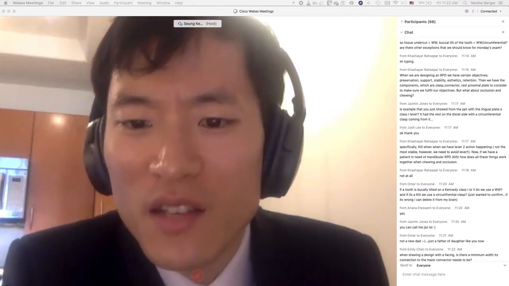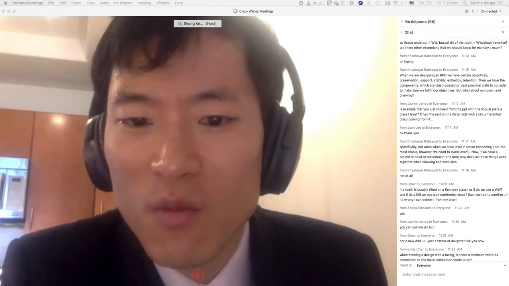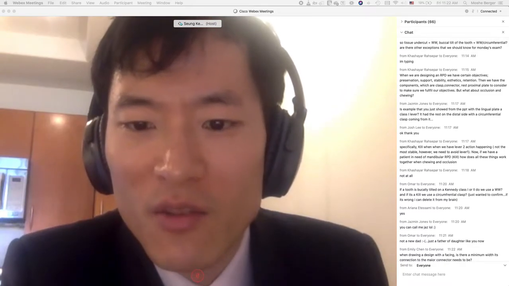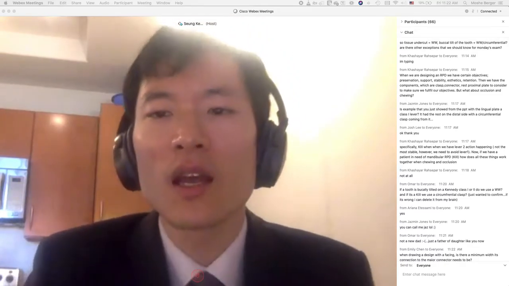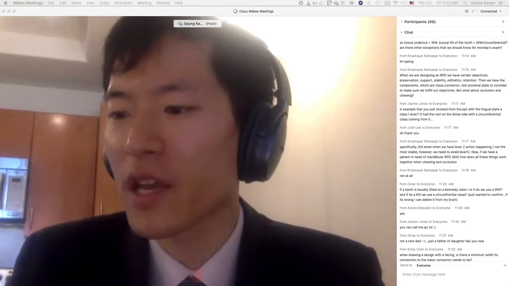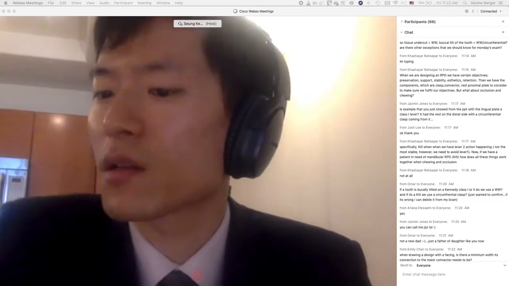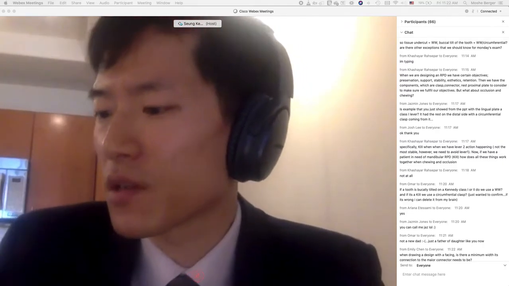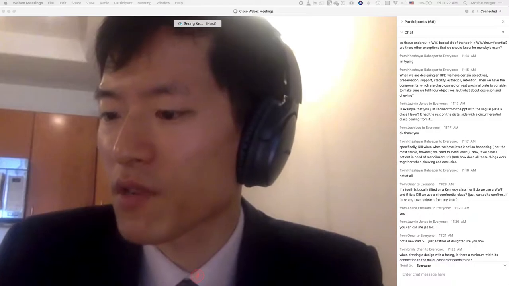When drawing a design with a facing, is there a minimum width its connection to the major connector needs to be? That's a great question. If you look at... Does she have any spacing example? I think she did on a class 3.